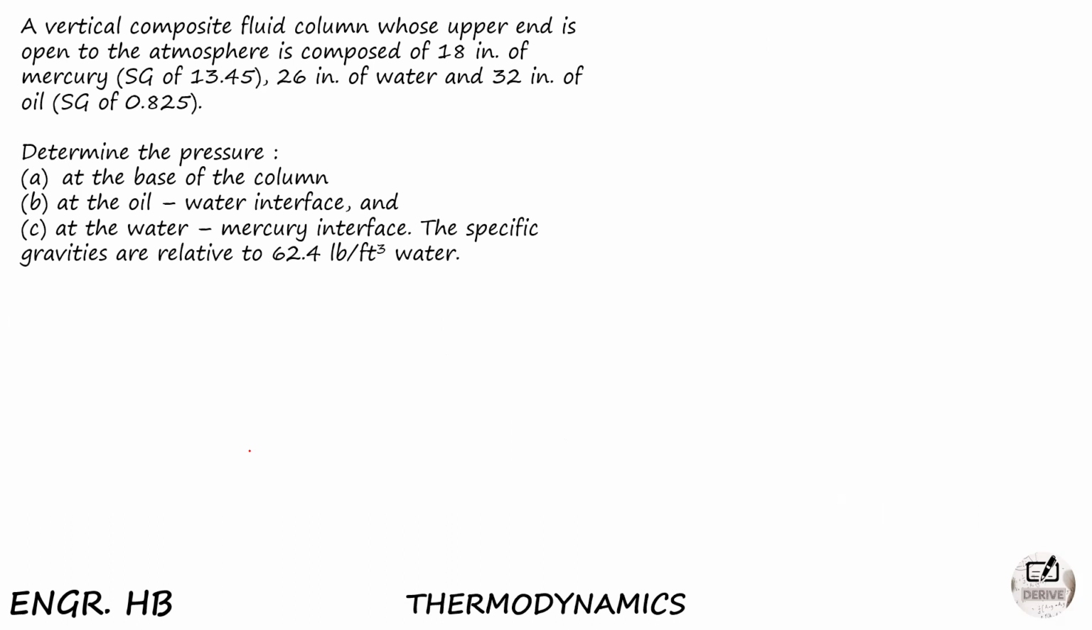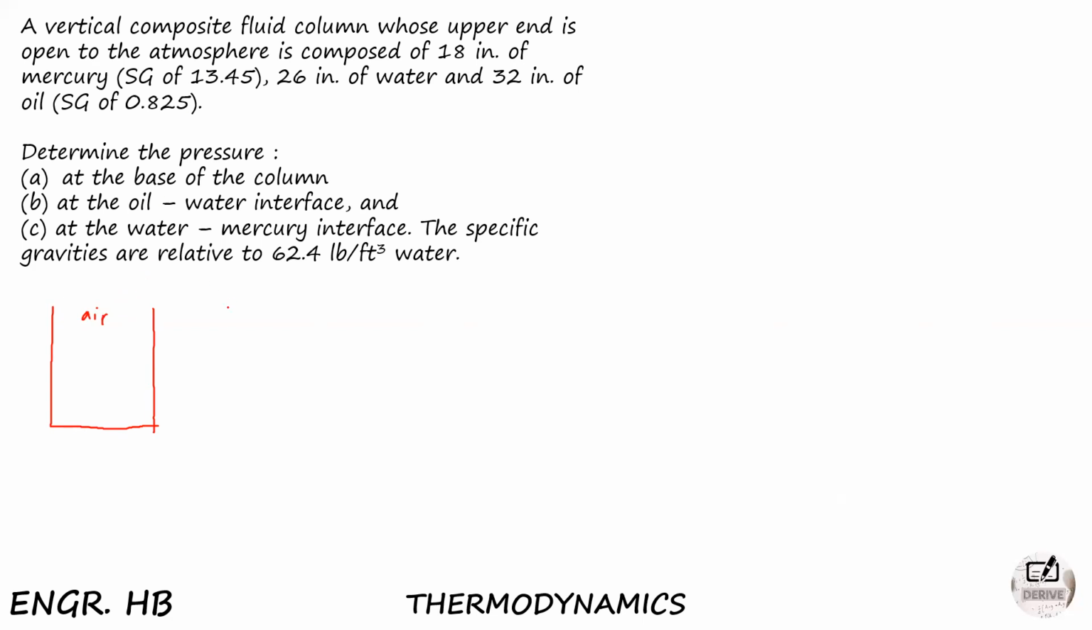Okay. So, let's draw first. Earlier I pasted the drawing here, but it's better that we explain it. So, there's a box here, a composite fluid column. Composite means it is more than one fluid in the column, whose upper end is open to the atmosphere. So this is open to the atmosphere. Let's say this is air. It says 18 inches of mercury.